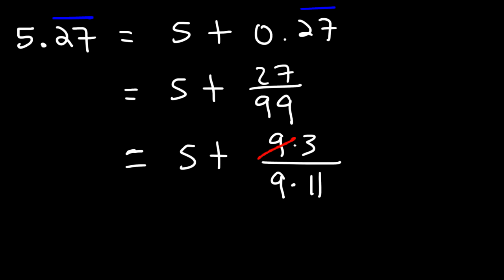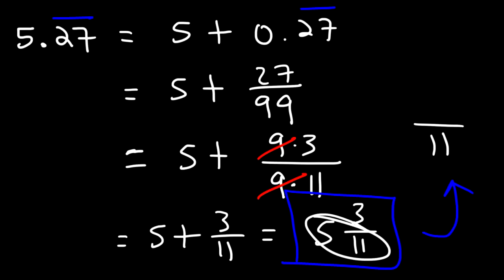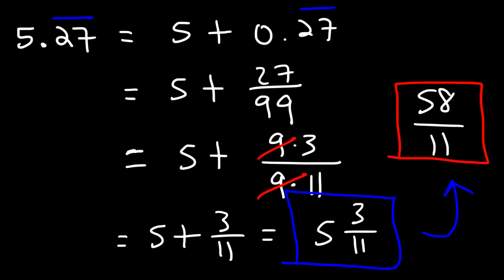So canceling the 9, what we have is 5 plus 3 over 11, which gives us the following mixed number. And to convert that to an improper fraction, first let's write the denominator, and then it's going to be 5 times 11, which is 55, plus 3, and so that's 58. And so that's it for that problem. Now here's another one. What if we had 0.83, but only the 3 is repeating? How can we convert this decimal number into a fraction?